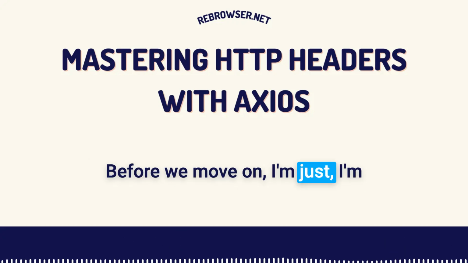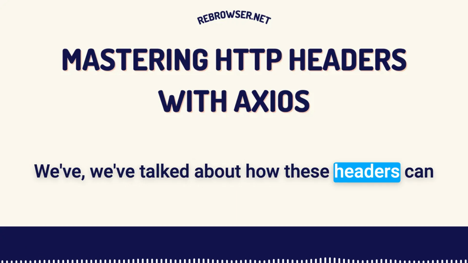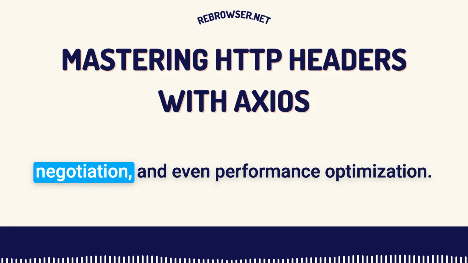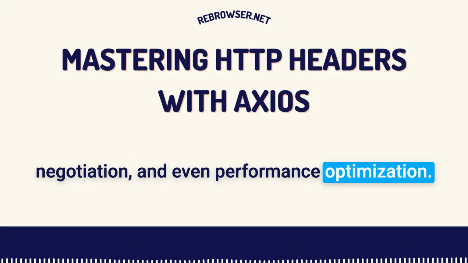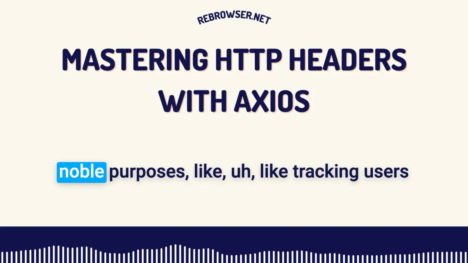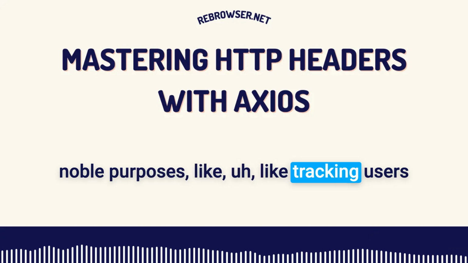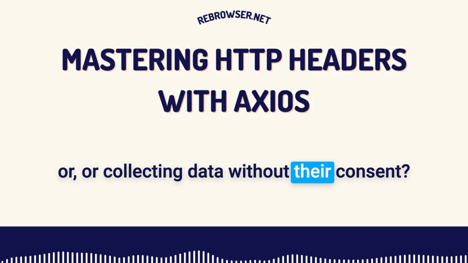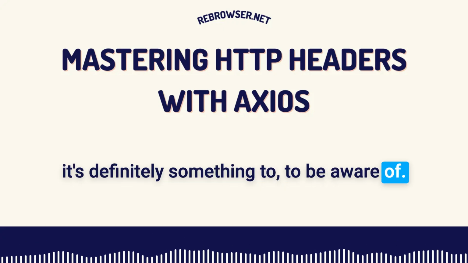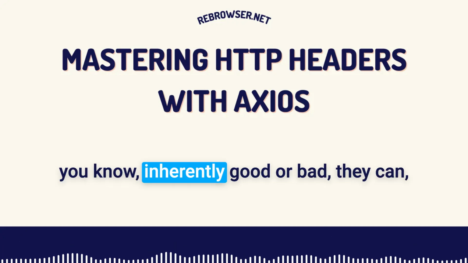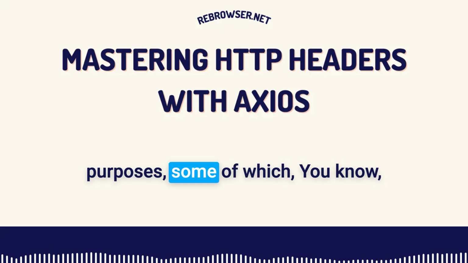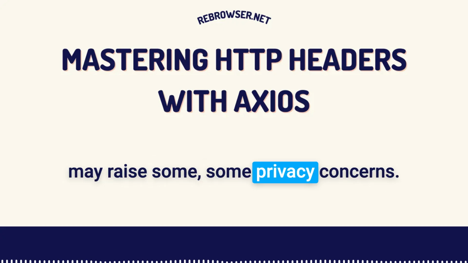Before we move on, I'm kind of curious about something. We've talked about how these headers can be used for good: security, content negotiation, and even performance optimization. But can they also be used for less noble purposes, like tracking users or collecting data without their consent? That's a really good question, and it's definitely something to be aware of. While headers themselves aren't inherently good or bad, they can definitely be used for different purposes, some of which may raise some privacy concerns.